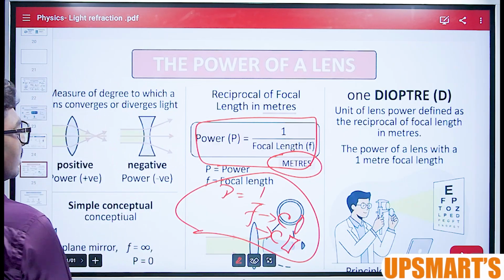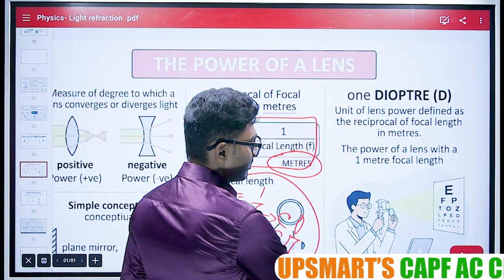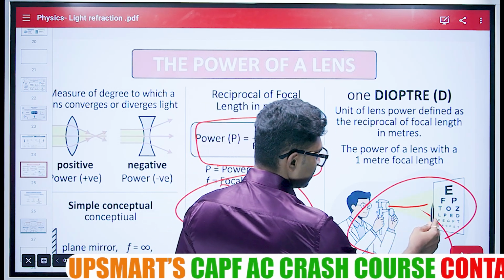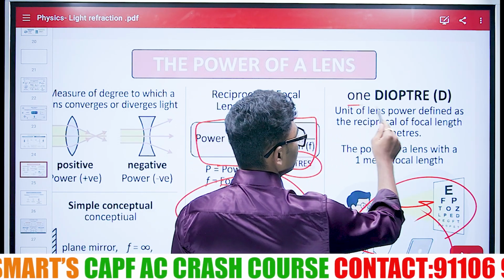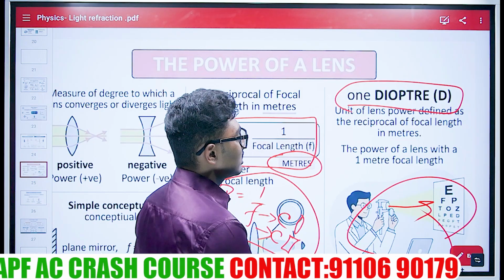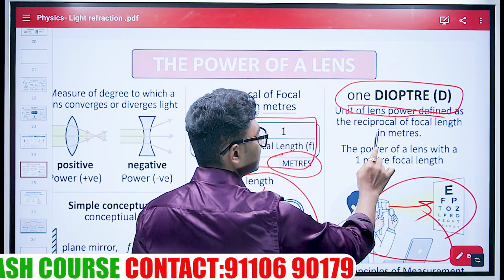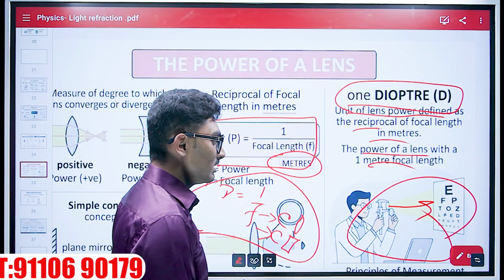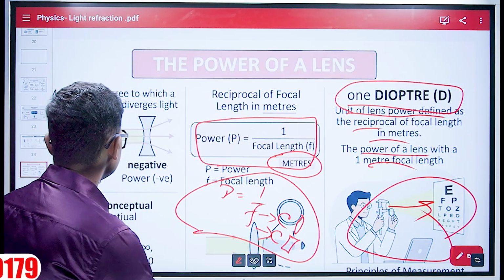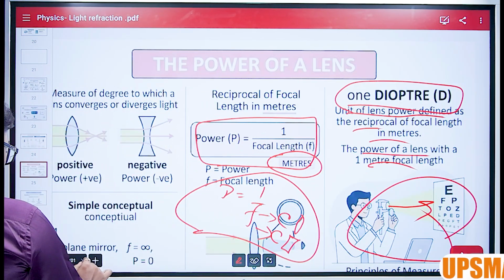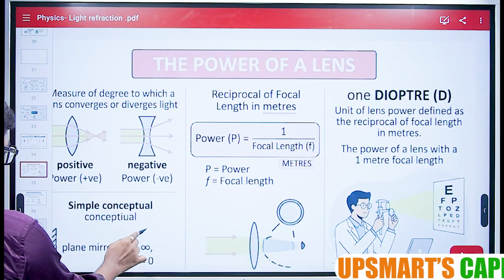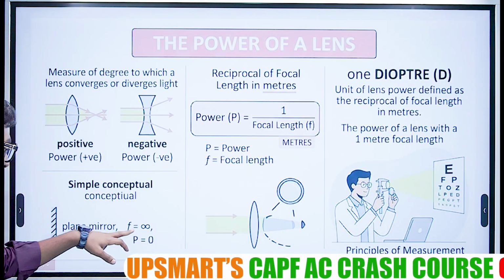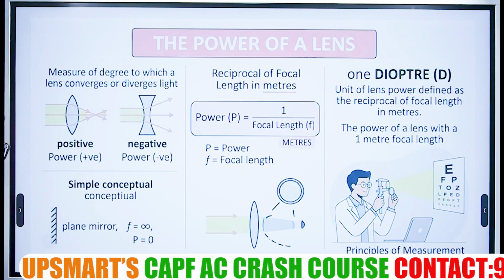Power is equal to 1 by focal length. You can easily remember. Like most of you, when you have gone for an eye test, you have seen like this. They'll show that is 1 diopter. The unit of lens power is defined as the reciprocal of meters. The power of a lens which has 1 meter focal length, that is 1 diopter. So here you have seen a simple concept: the focal length of a plane mirror is infinite, so power is 0.